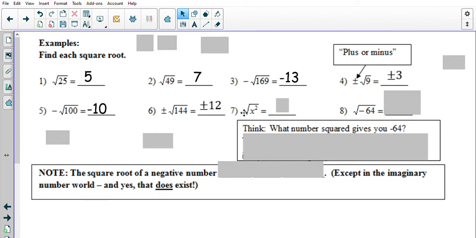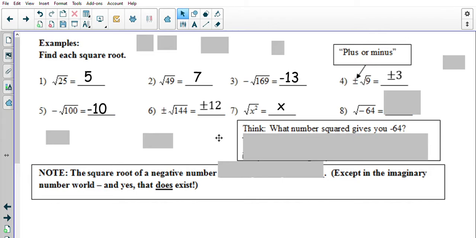Number 7, the square root of x squared. This one's kind of weird, but if I take the square root of x squared, think about if I took number 1, for example. This could be written as the square root of 5 squared, and that's 5. So what do you think the square root of x squared is? If you were thinking x, you're correct. Don't panic too much about that. These other problems are more important.